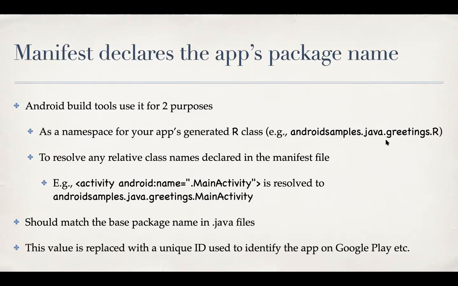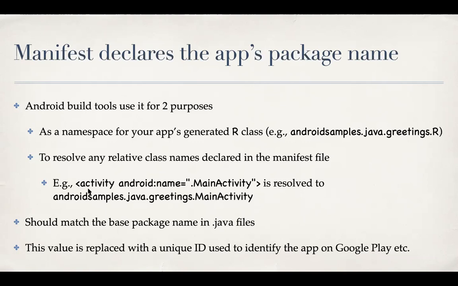In the discussion under activities, you have seen how you can do a findViewById and then R.id.widget name, for example, the greeting. So that R is under the namespace android.samples.java.greetings.R. That's one place where the build tools use the package name to create an appropriate namespace for this generated class. Second, it is used to resolve the relative class names declared in the manifest file.